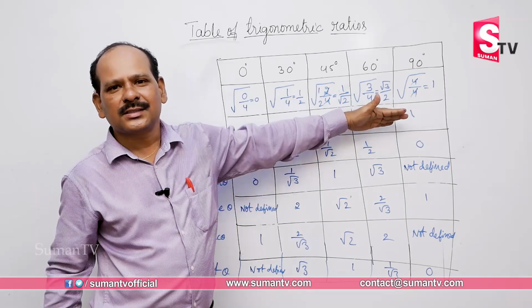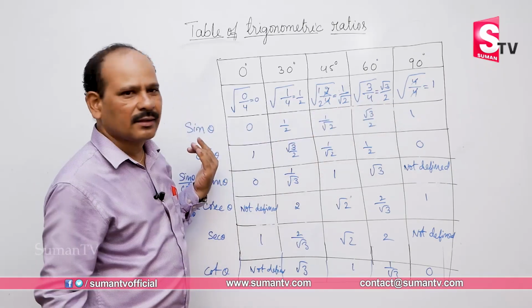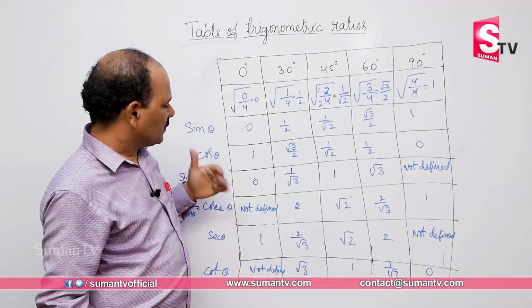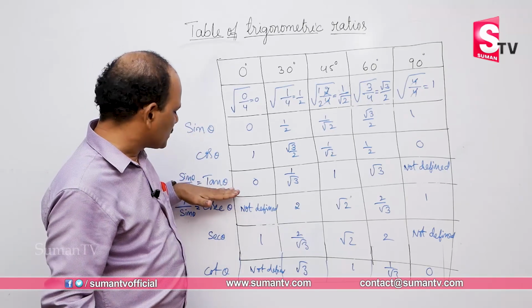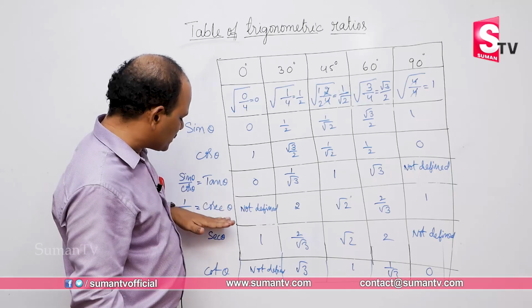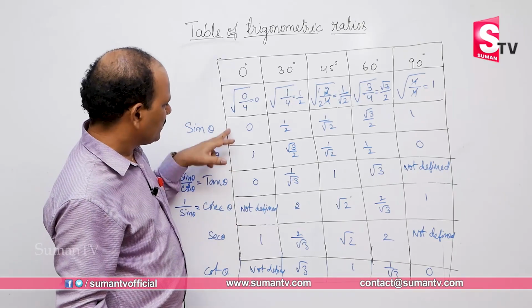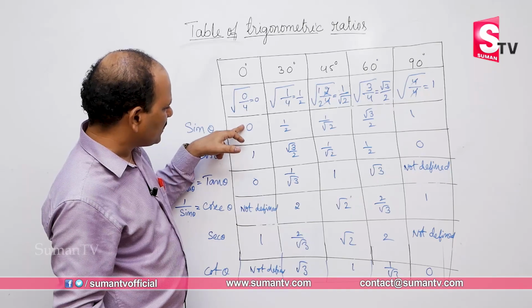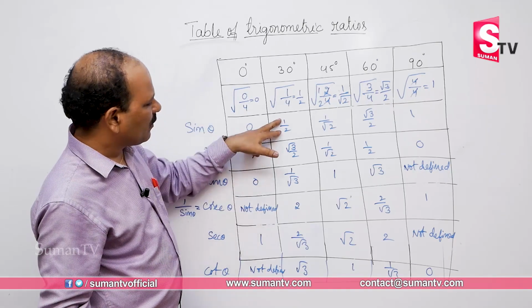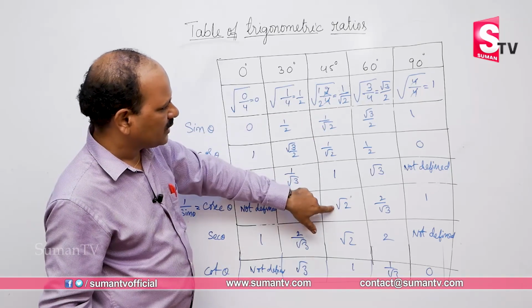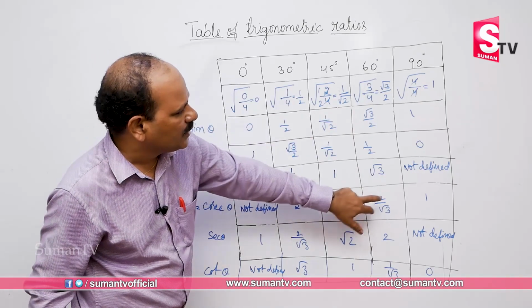If you write all the sine values in reverse order, you will get cos theta. Sin theta by cos theta gives you the tan values. Cosecant is the reverse of sin theta. 0, inverse of 0 is not defined. 1 by 2 is 2. Just reverse them. 1 by root 2 is root 2, and 1 by 1 is 1. Root 3 by 2 becomes 2 by root 3, and 1.